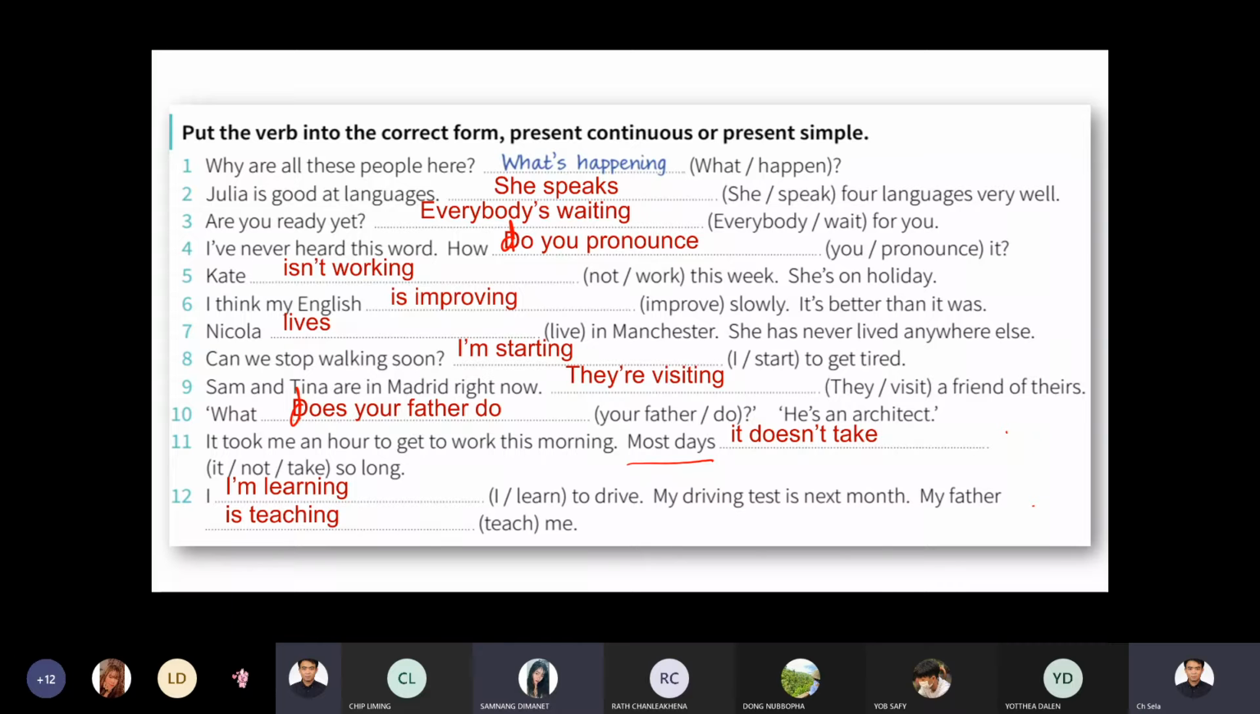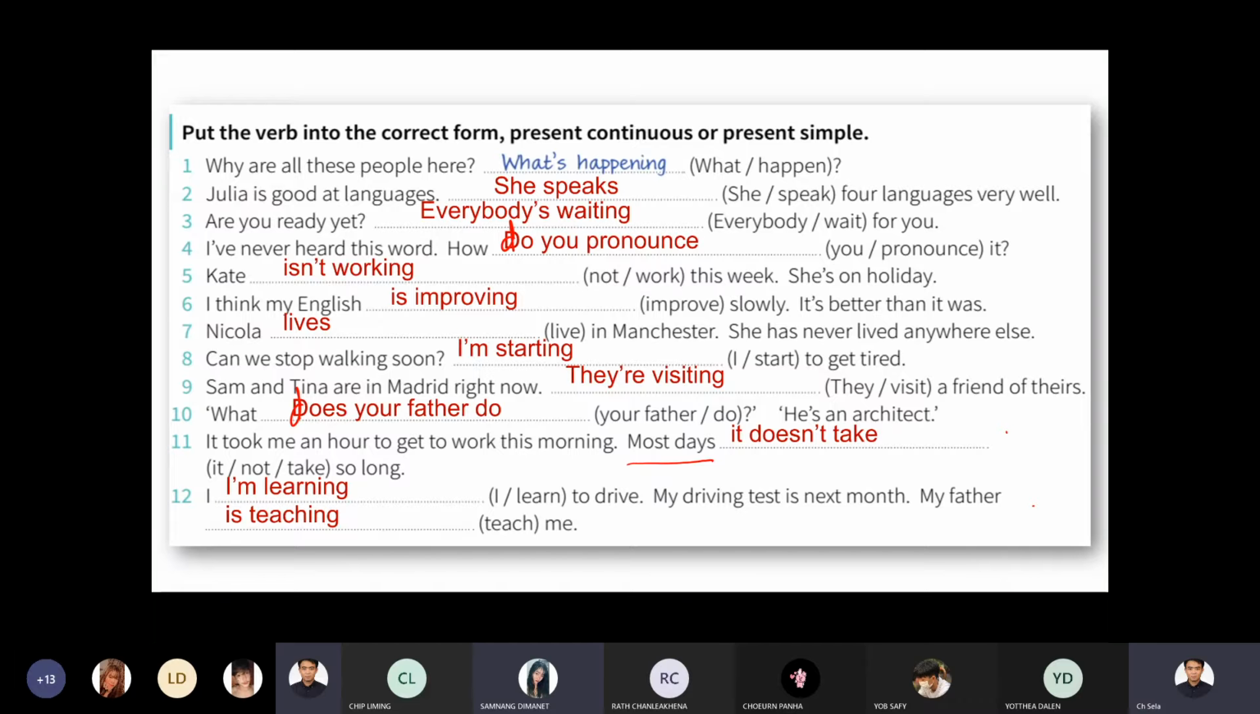Why are all these people here? What happening? Julie is a good language. She speaks four languages very well. Are you ready yet? Everyone's waiting for you. I have never heard this word. Do you pronounce it? Kat isn't working this week. She's on holiday. I think my English is improving slowly. It's better than it was. Nicholas lives in Manchester. She has never lived anywhere else.